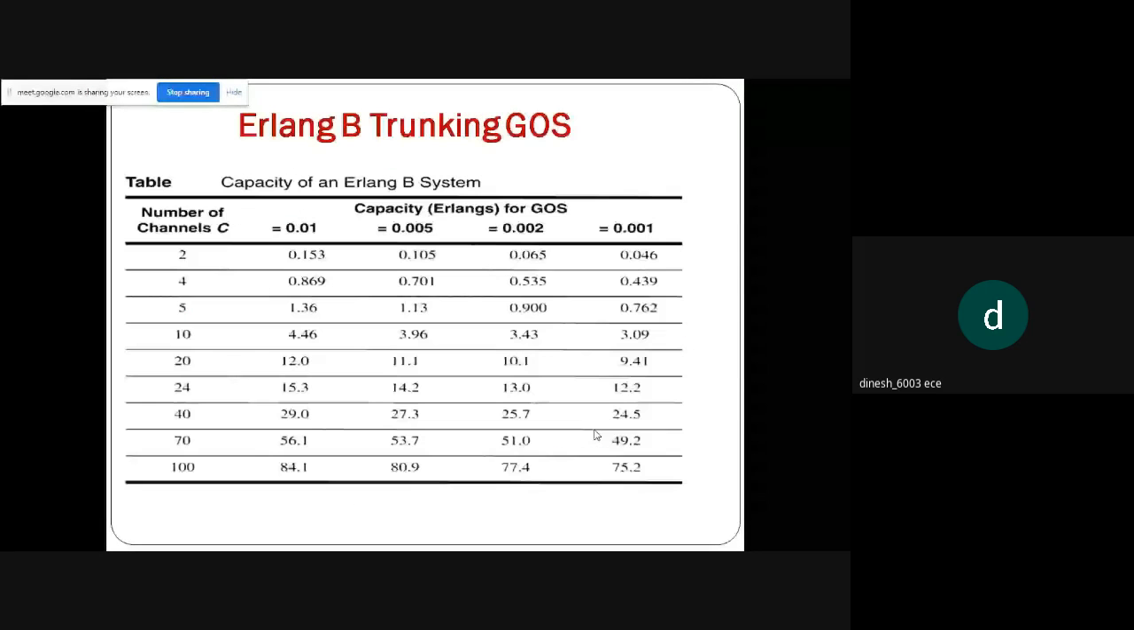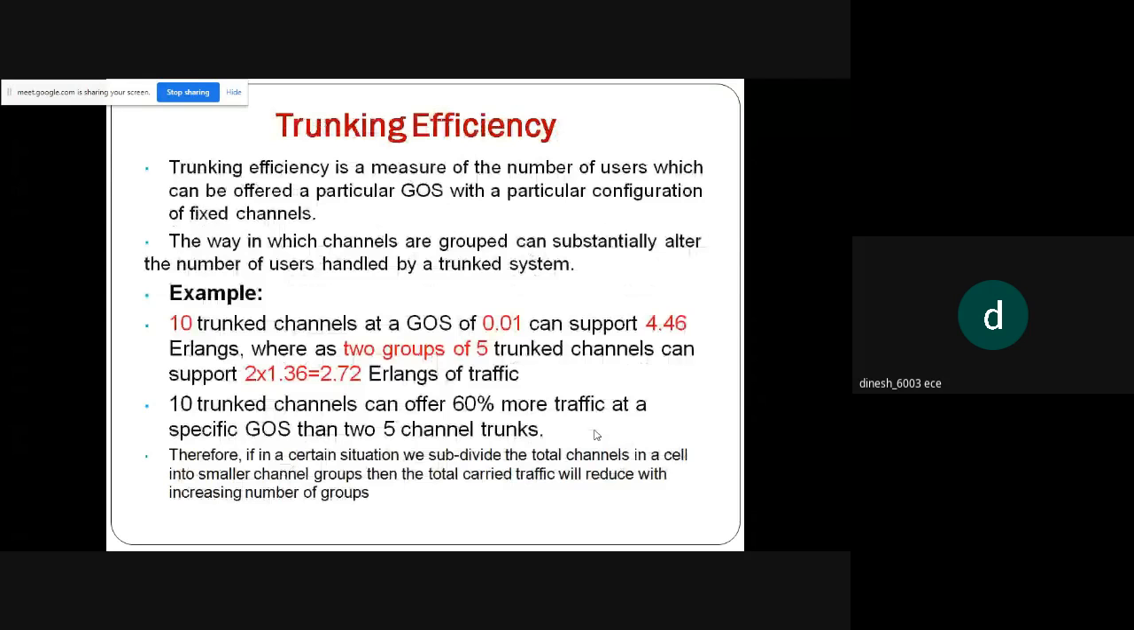Next is the trunking efficiency. Trunking efficiency is a measure of the number of users that can be offered a particular grade of service with a particular configuration of fixed channels. The way in which channels are grouped can substantially alter the number of users handled by a trunked system. So let us see an example.